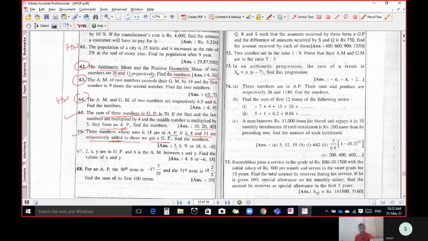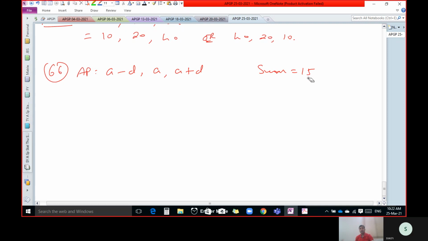The sum is given as 18. Sorry, 18. So if we add these three numbers, what do we get? D will cancel. We get 3A equal to 18, so A equal to 6. So my numbers in AP are 6 minus D, 6, 6 plus D.